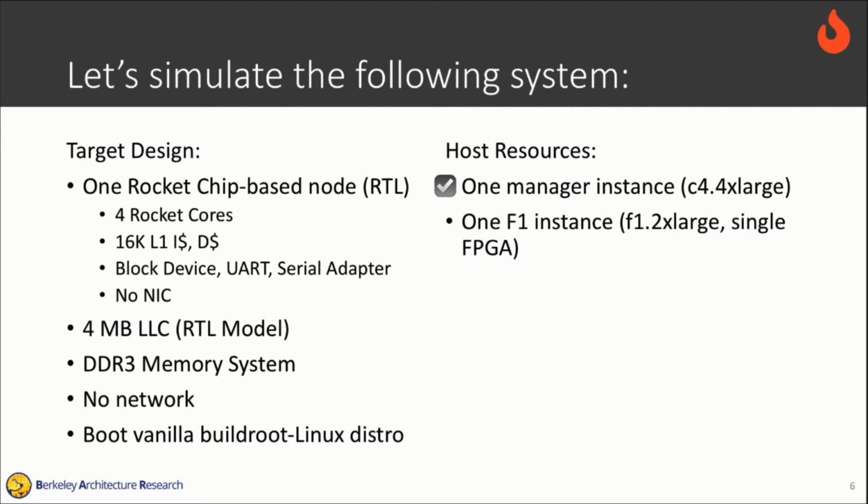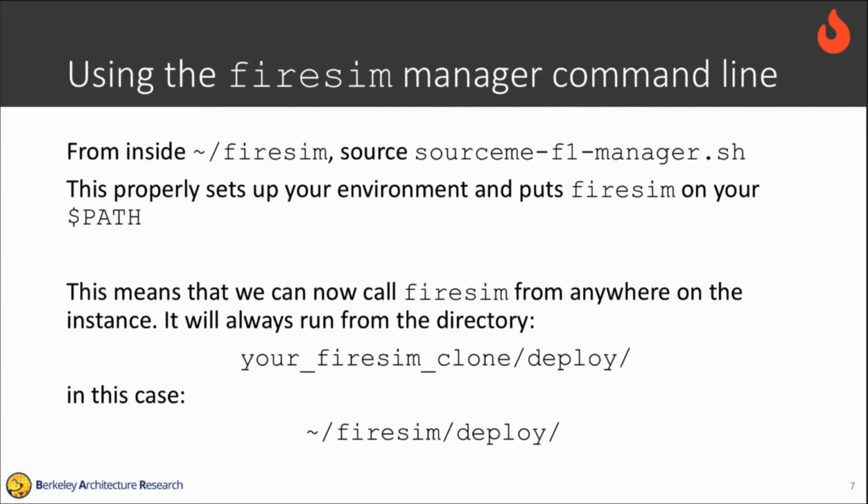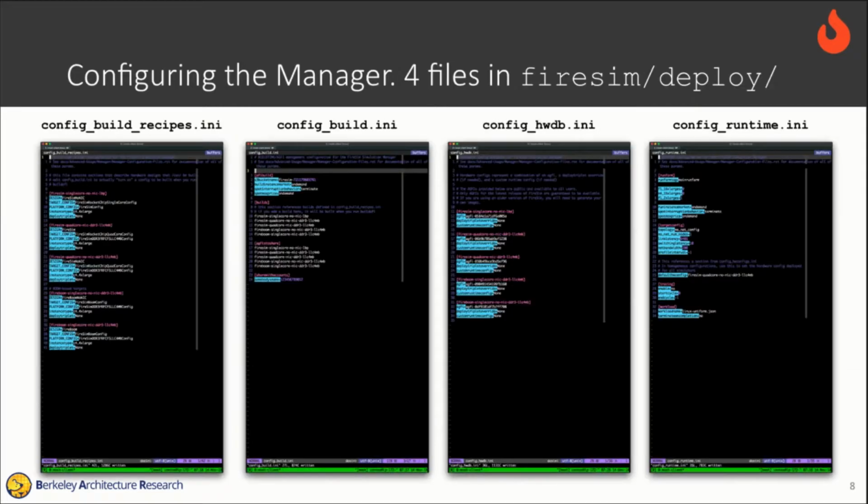So we already have the manager instance running. That's what we did in the last step. And so now let's move on. How do we use the FireSim manager command line program? Once you've cloned FireSim, you run the setup process. There's one source script that you source, and you get all the FireSim tools on your path. So you get this firesim command line program, and now you can run it wherever you want.